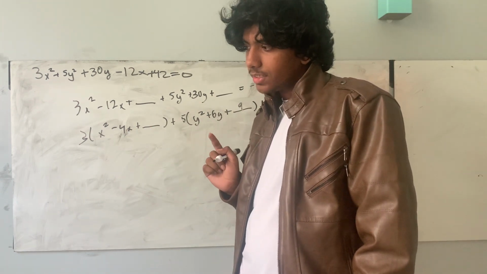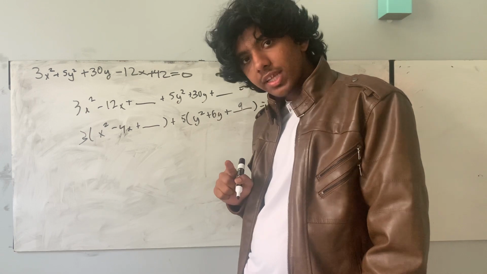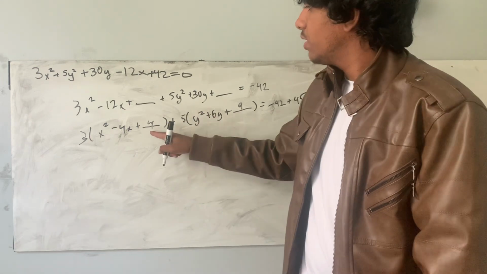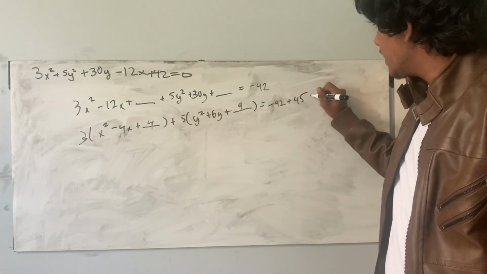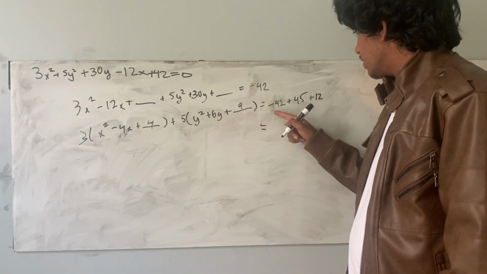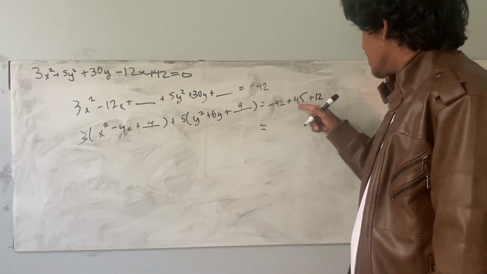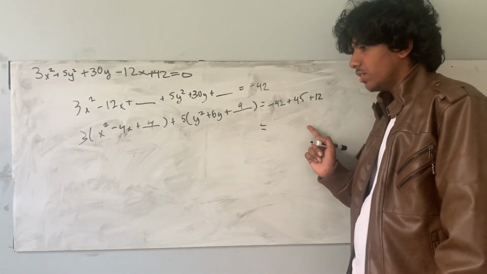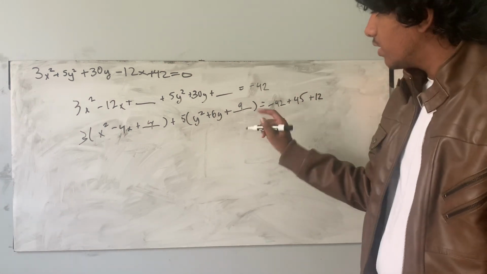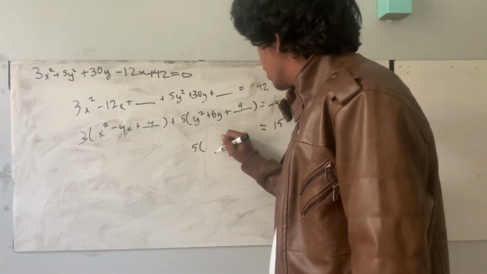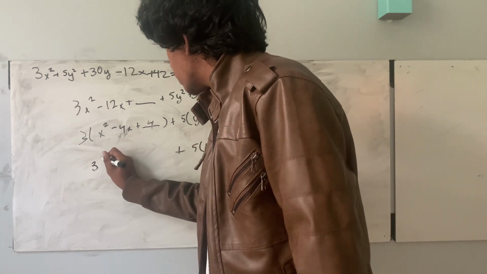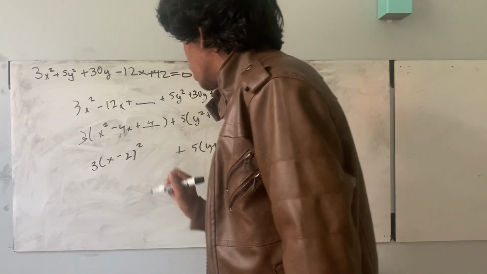Minus 4x, we're going to divide that by 2, which is negative 2, and then square that is 4. So 4, because this will be a perfect square now, that'll be x minus 2 squared. Remember, 4 times 3, that's 12, so we're going to add another 12 here. Perfect. So now let's evaluate this constant, which is going to be negative 42 plus 12, which is negative 30, plus 45, which is 15. This is going to be 5 times y plus 3 squared, plus 3 times x minus 2 squared.